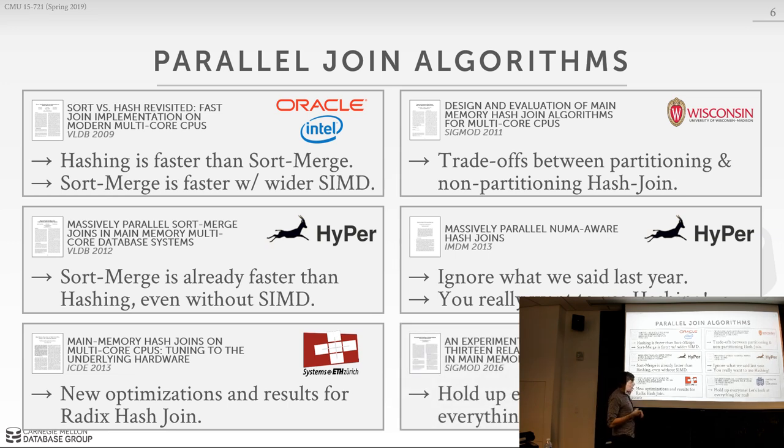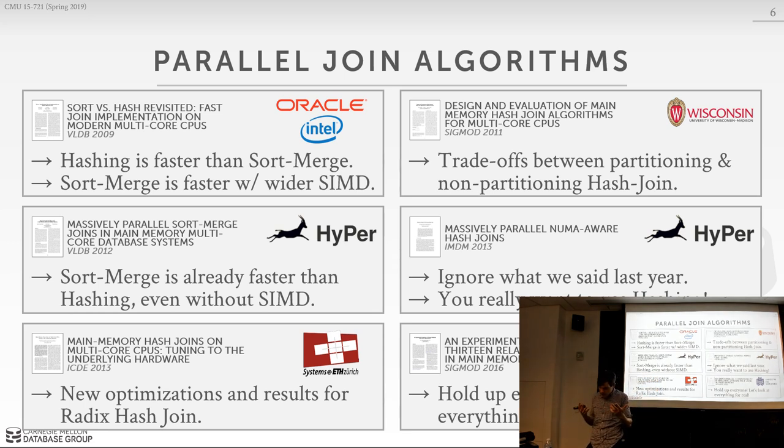And the paper I had you guys read was in 2016, where more Germans basically said, hold up, everyone is sort of not thinking this through clearly. Everyone's sort of proposing their own simple optimizations for how to tweak this one thing to make it go better. And they actually provide an exhaustive evaluation of all the different design decisions you have in your hash join, and they basically show that under different conditions, one actually might be better than another, right? So that's sort of where we're at today.